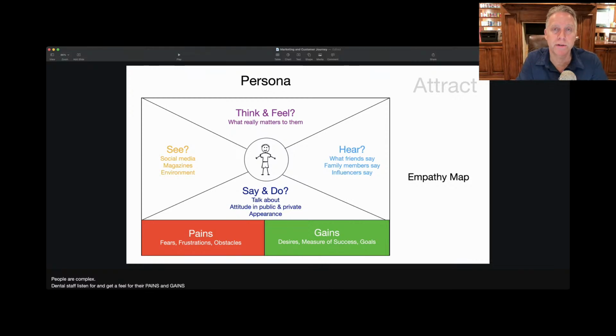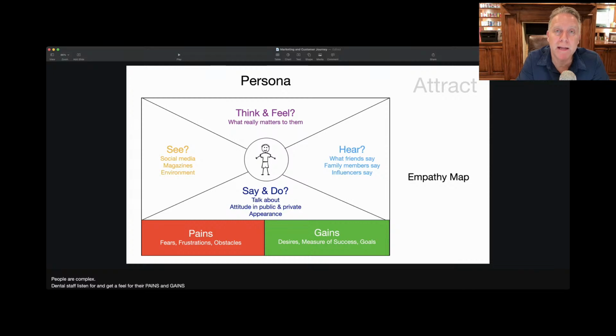What are their frustrations? What are some of the obstacles they have in getting their dentistry done, whether it be trying to find a time slot that works well with their schedule, or how they're going to pay for it. These are all things they're going to have to figure out. They're the obstacles and frustrations of having to go forward with this.